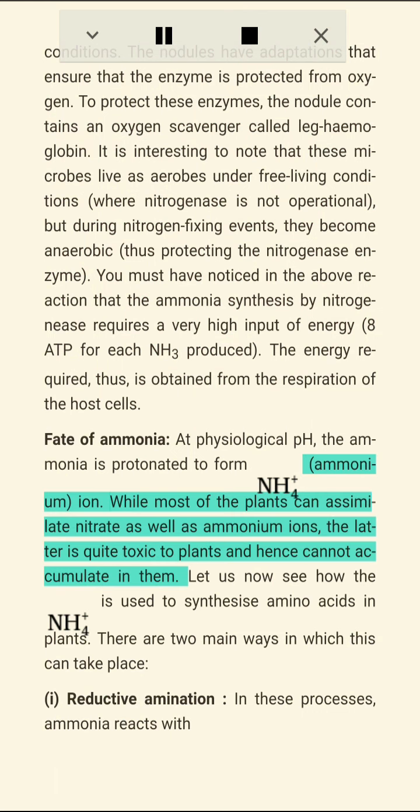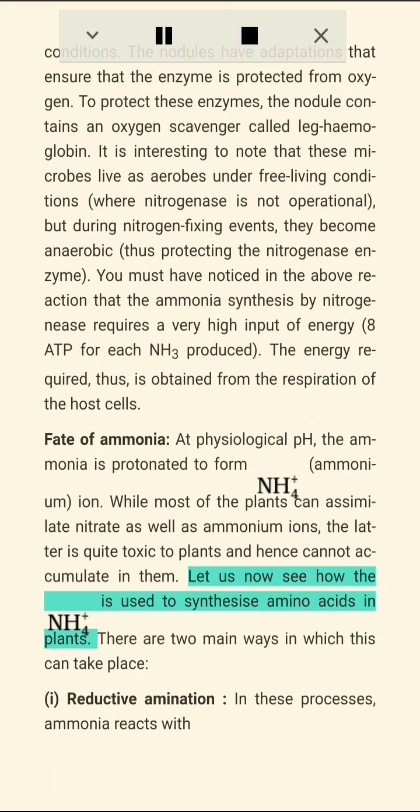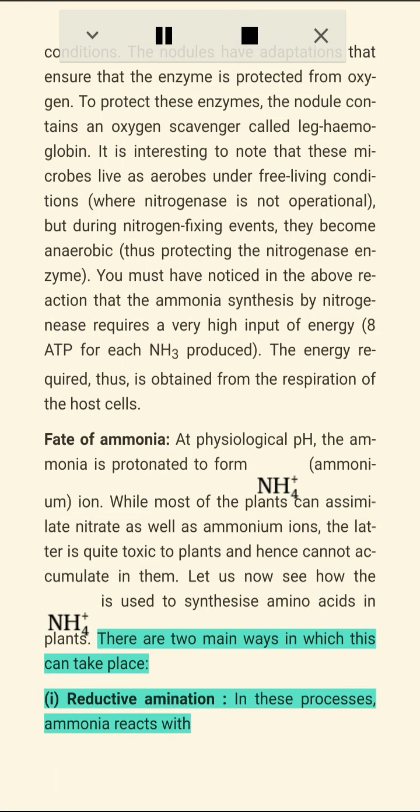Fate of ammonia. At physiological pH, the ammonia is protonated to form ammonium ion. While most plants can assimilate nitrate as well as ammonium ions, the latter is quite toxic to plants and hence cannot accumulate in them. Let us now see how the ammonia is used to synthesize amino acids in plants.